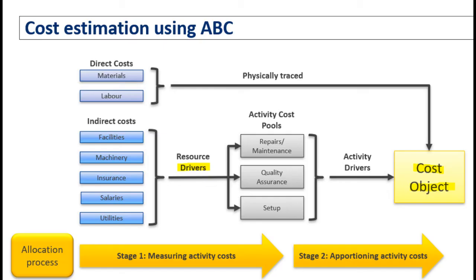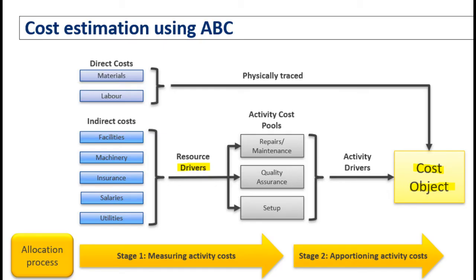Third, we calculate a budgeted overhead rate per unit of the cost driver. This is the budgeted overhead divided by the budgeted level of activity for the coming year. Finally, we apply the costs to the cost objects at the budgeted or the predetermined rate, multiplied by the quantity of cost driver consumed by the cost object.